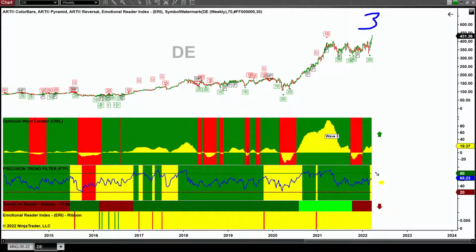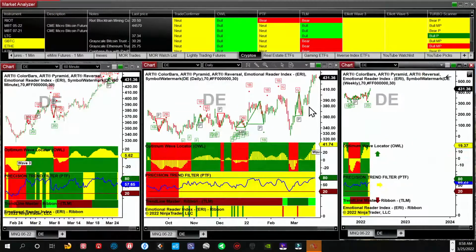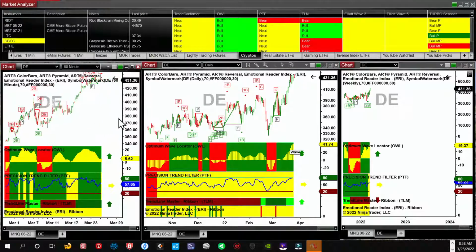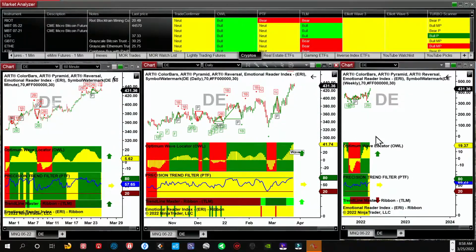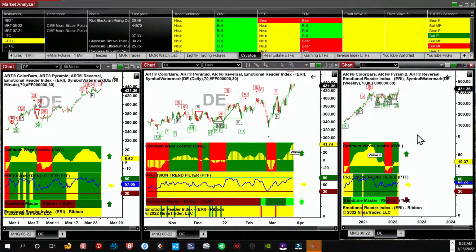Now, we no longer have a green PTF, and we have bearish divergence. So we're getting ready to hit an area where this thing sells off. But we're not quite there yet. Still moving up on the daily and still moving up on the 60-minute. So would I take this as a long trade today? No.